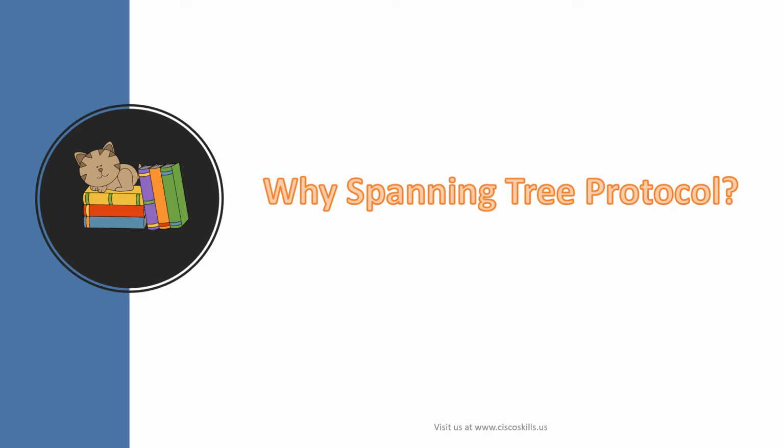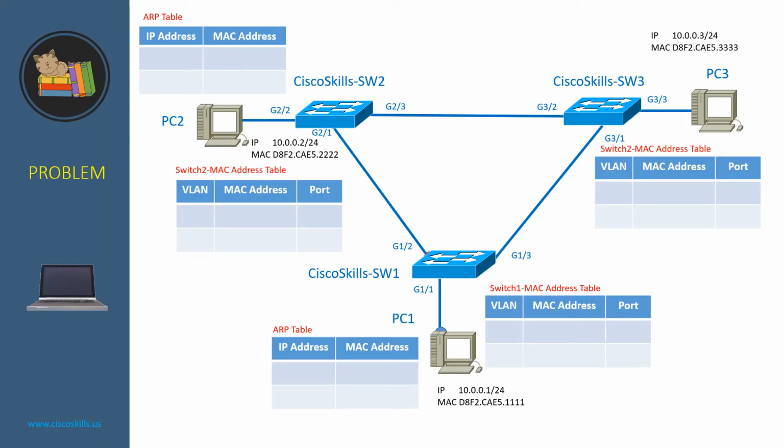In this video, we will find out why we need Spanning Tree Protocol. Let's analyze this network diagram. As you can see, Cisco Skill switch 1, 2, and 3 are connected all together for redundancy. If one link is down, the network traffic will be redirected to the remaining links without user notice. However, it creates a loop for broadcast frames.